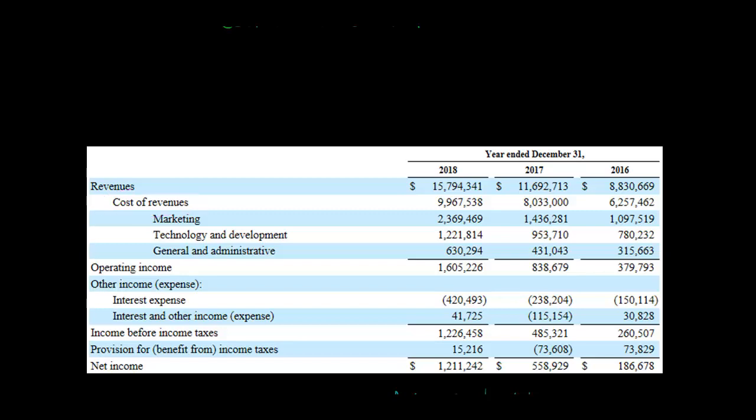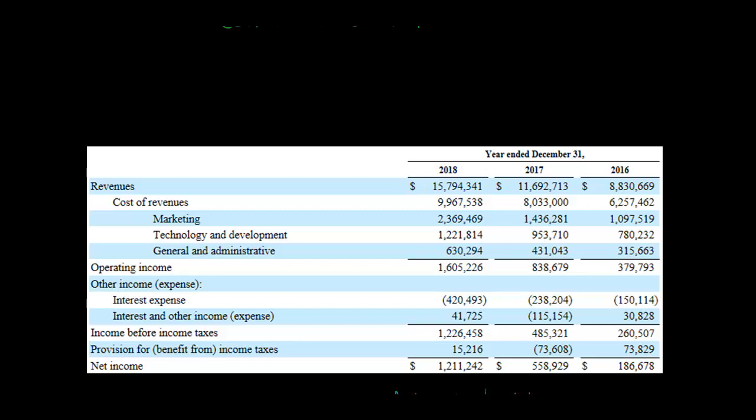And it's a significant cost. Cost of revenue for the 2018 fiscal year for Netflix was over 70% of their total operating expenses. So 70% of their operating expense. So this is not a trivial amount. This was almost $10 billion, and they had $15.8 billion in revenue. Okay, so this is a significant cost.